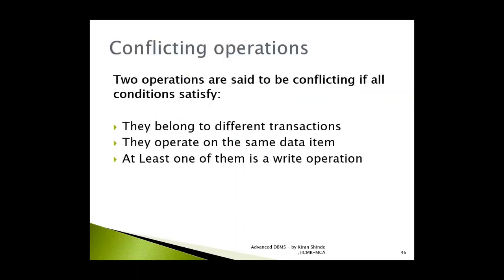But before that, again, the thumb rules. Two operations are said to be conflicting if all the conditions are satisfied. First, they belong to different transactions. Second, they operate on the same data item. And third, at least one of them is a write operation.